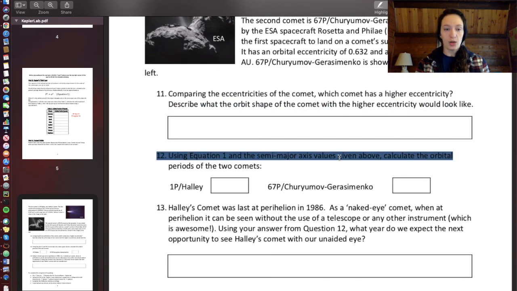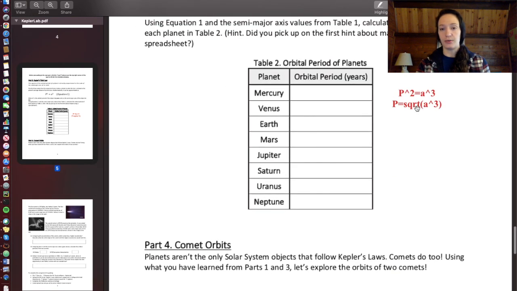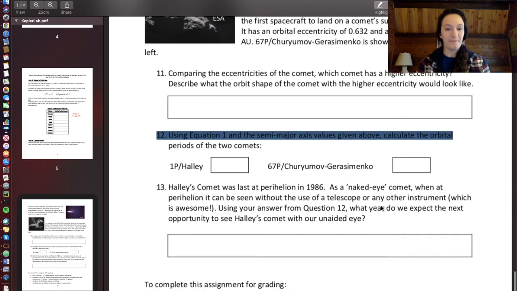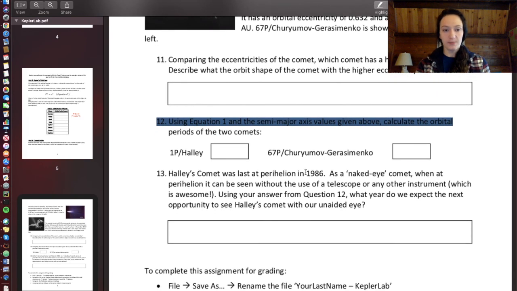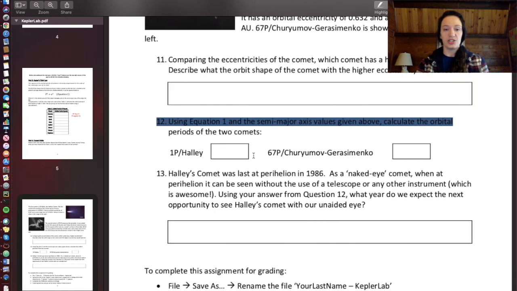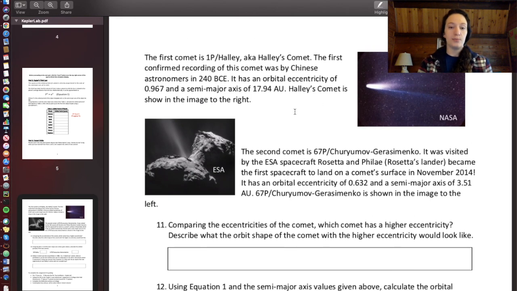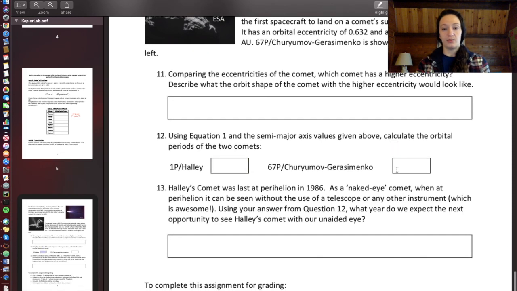Then, number 12, using equation 1 and the semi-major axis values given above, calculate the orbital periods of the two comets. So you do the same thing you just did for table 2, using this equation, P equals the square root of a cubed. Sorry about that. So you just want to use that equation. You can use Wolfram Alpha again. You should still have that equation set up, nice and easy. And you can just take the semi-major axes given for Halley's Comet and 67P, plug those into the formula, and then write down what the answers are.